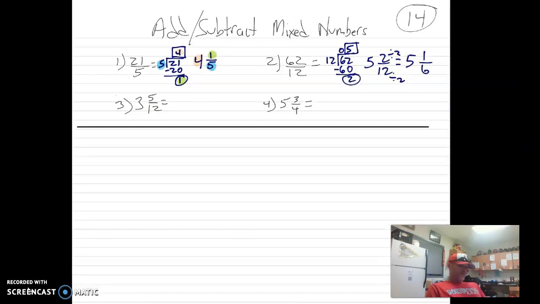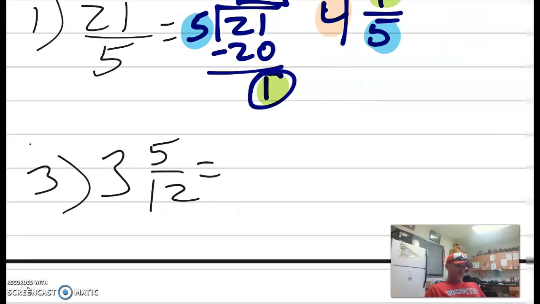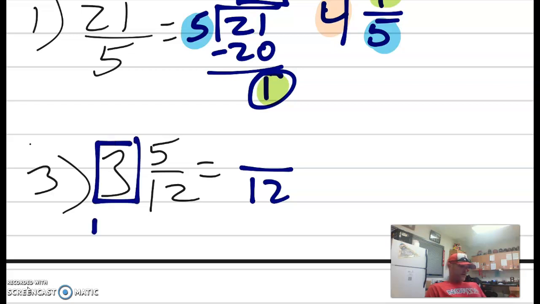Alright, so let's go to number 3. We have to take this mixed number and turn it into an improper fraction. So we want to know how many actual parts we have, total amount of parts. Well, how many parts does it take to make a whole? It takes 12. And we all know that about denominators. So this 3 right here means that there are 3 items, and each one of those items is worth 12. It's got 12 parts in there.